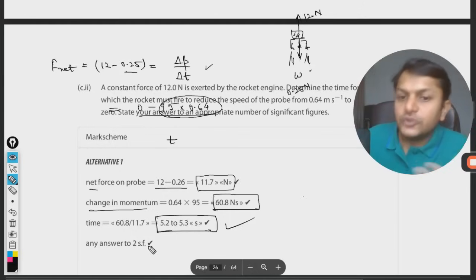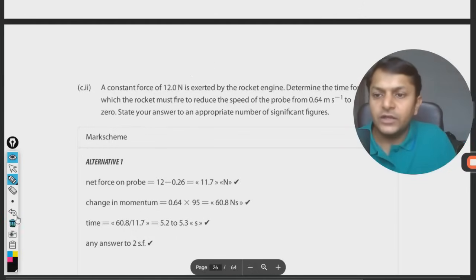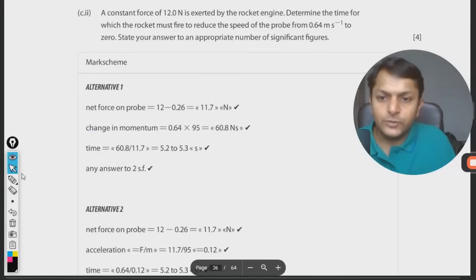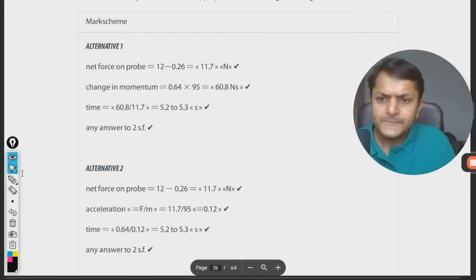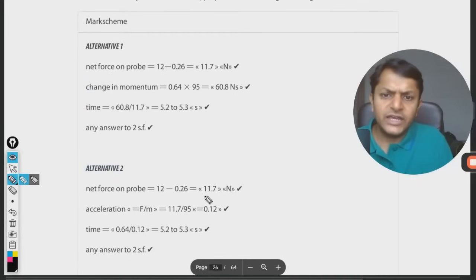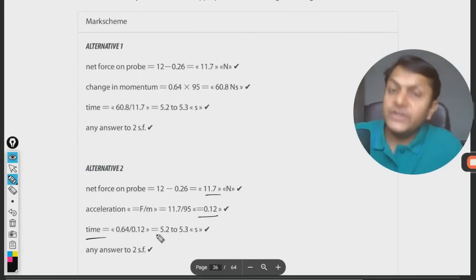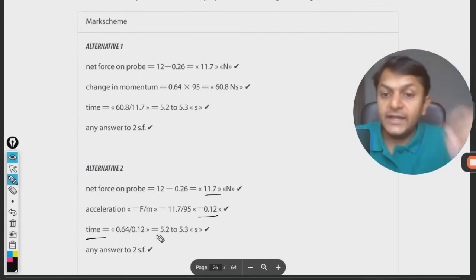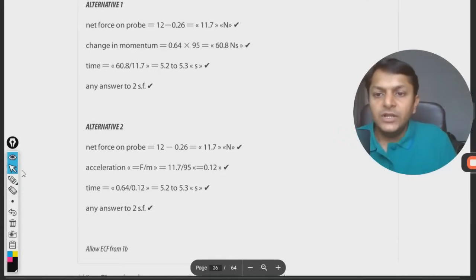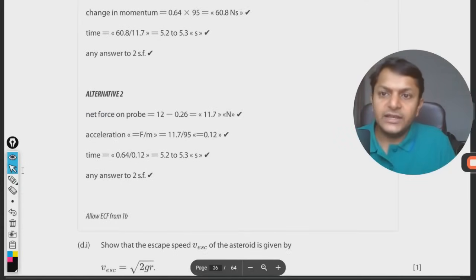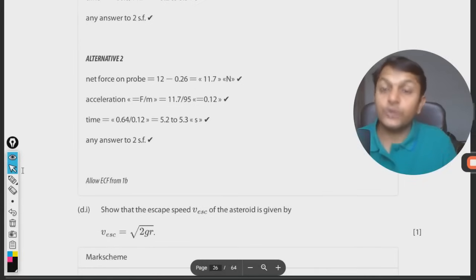This is how we do it. You can go for the Suvat equation. I think this is alternative 1. So probably in alternative 2, they would be using the Suvat equations. Yes, you can say that because they have found the force, they found the acceleration, and then they are just applying, let's say, v is equal to u plus at, and you can plug in your values and you would be getting the answer. Okay, so this is done. Let's go for the next part now. The question is not over yet.